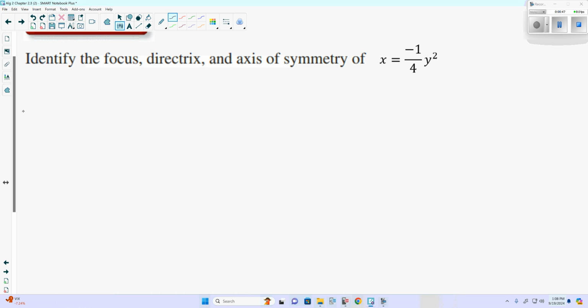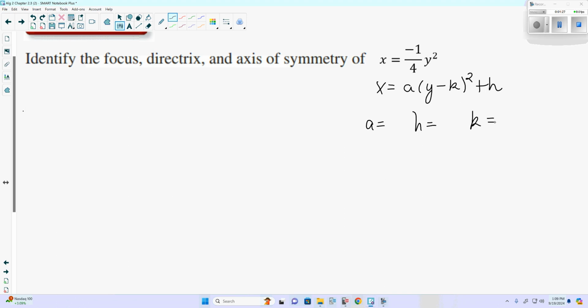Now the first thing we're going to do is identify the focus, vertex, directrix, and axis of symmetry. We'll also do vertex too, because it's not that much to add. Now if we look at this here, they give us the equation x is equal to negative 1/4 y squared. So the general form for this is x equals a times y minus k squared plus h. So the first thing we're going to do is find the values of a, h, and k.